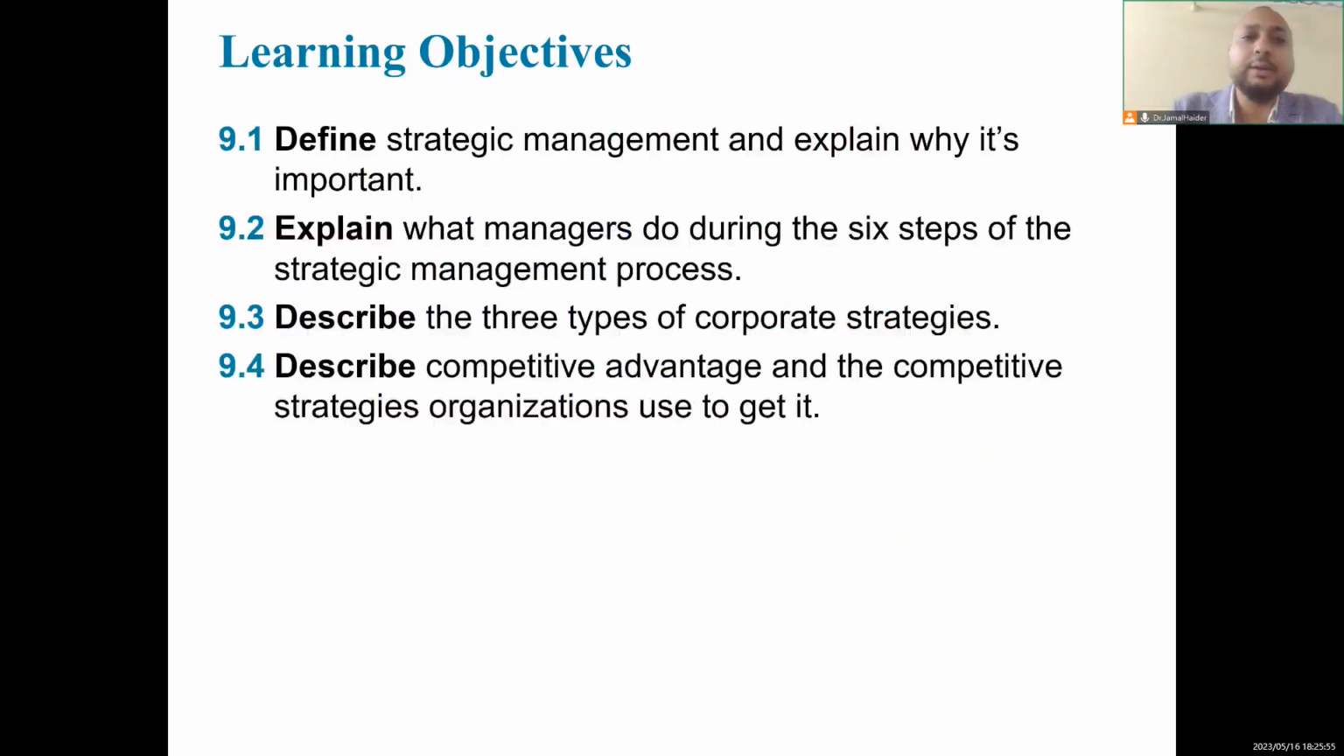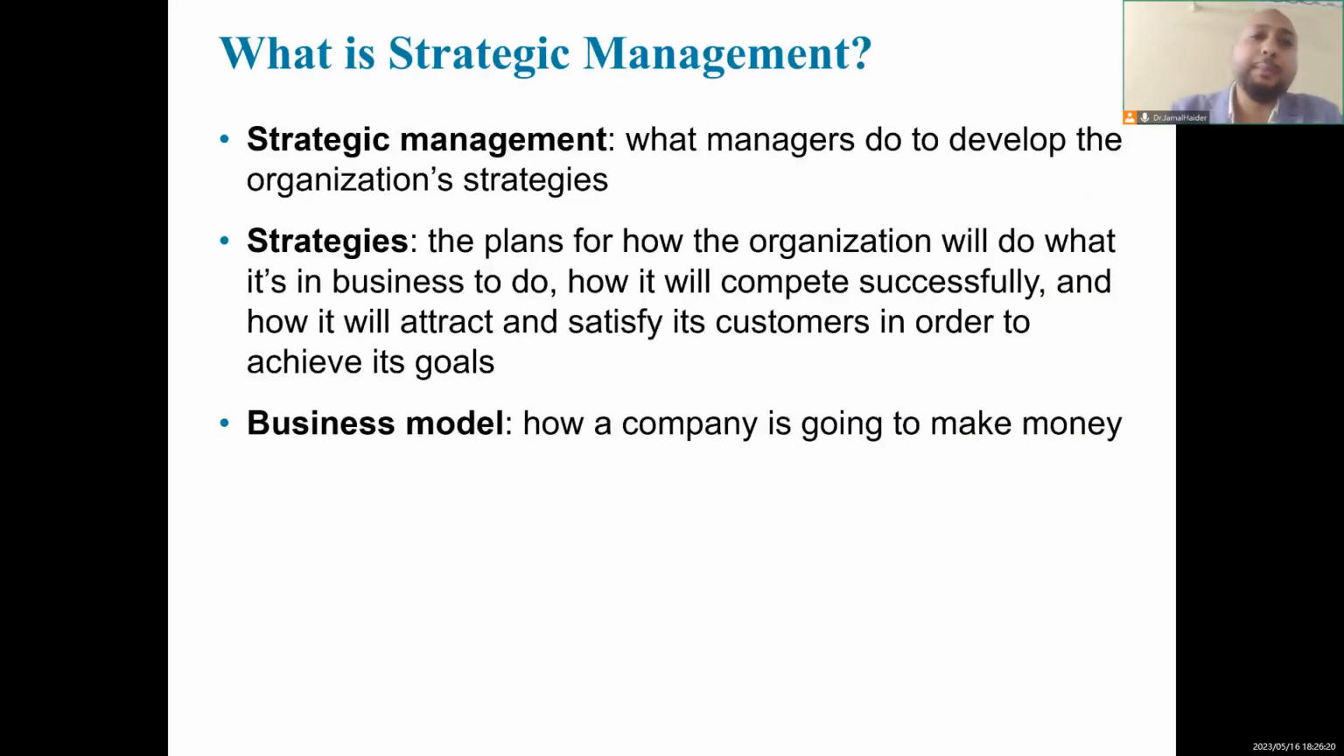So our first learning objective is that we talk about what we mean by strategic, and then management, and then we talk about the steps of strategic management. We talk about corporate level strategy, and then we shed some light on competitive advantage and some strategies to gain competitive advantage. Let's talk first about the managing strategy chapter, and let's shed some light on what we mean by strategy.